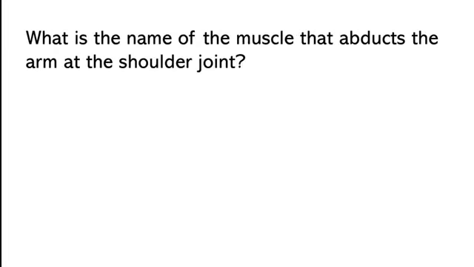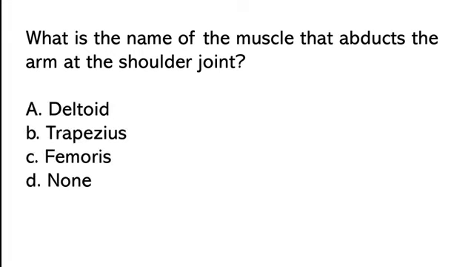What is the name of the muscle that abducts the arm at the shoulder joint? Deltoid, trapezius, femoris, none. So the correct answer is option A, deltoid.